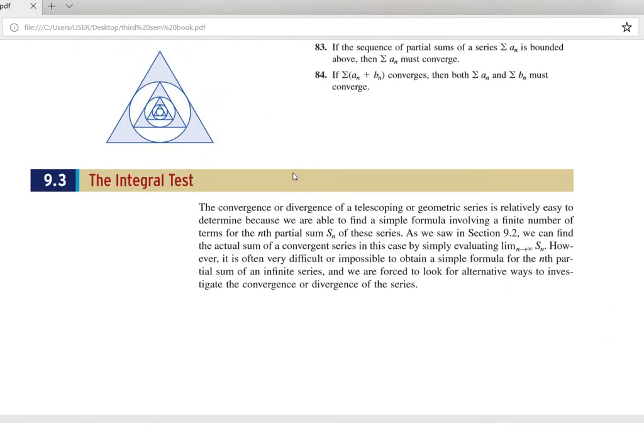We are going to do the next chapter, 9.3, the integral test. In this chapter there are mainly two theorems, and I have written them already. They included the integral test and the P series, and the theorems and proofs related to these two.